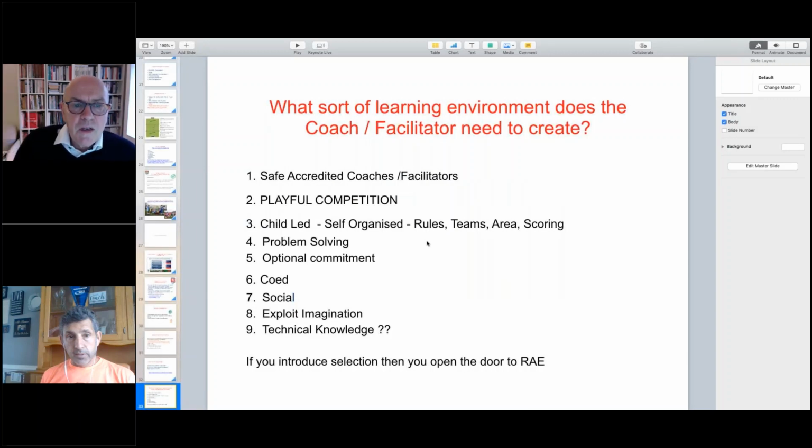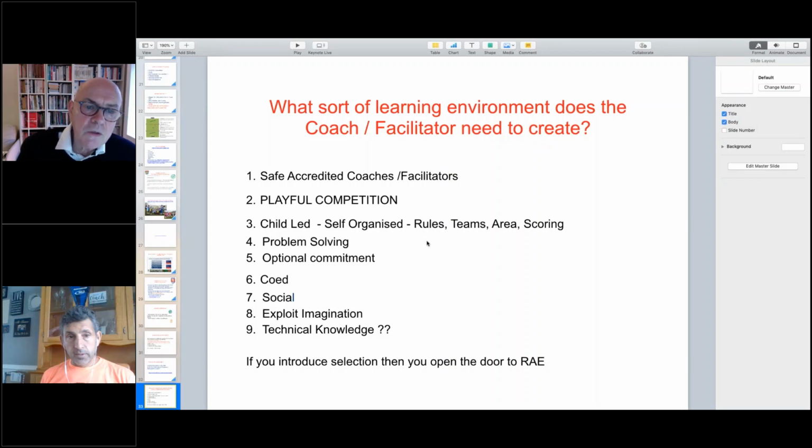What sort of learning environment does the coach or the facilitator need to create? Now, the evidence is they've got to be safe, accredited coaches and facilitators. It has to be in a safe environment. Okay. But then playful competition. It's child-led. It's self-organized. It's problem-solving. It's optional commitment. It's co-education. It's social, and it exploits their imagination.